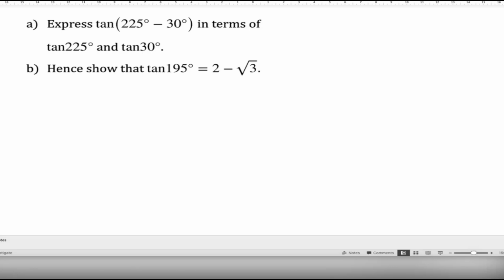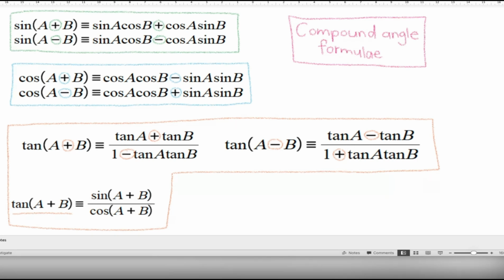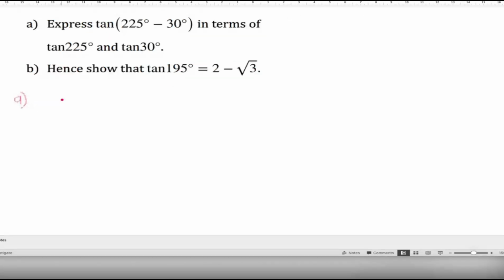Question A, express the tangent of 225 degrees minus 30 degrees in terms of tangent 225 degrees and tangent of 30 degrees. So I'm going to start with question A. Okay, so what I want you to do is I want you to focus on this formula that we've learned. I want you to focus on this formula over here. Okay, so I'm going to write it down.